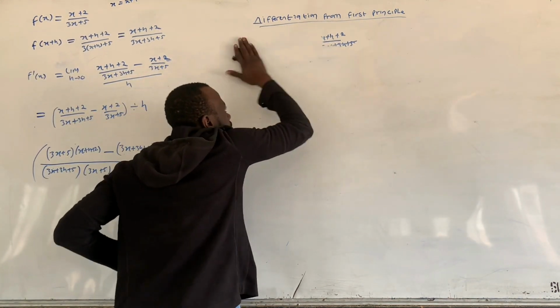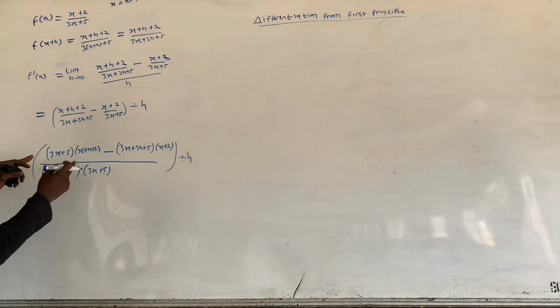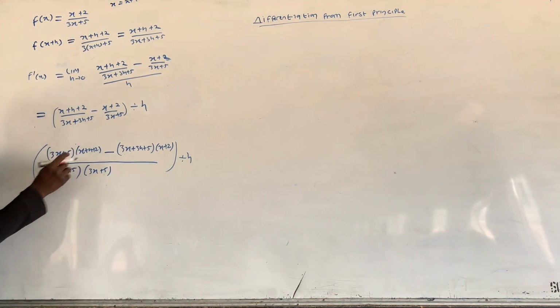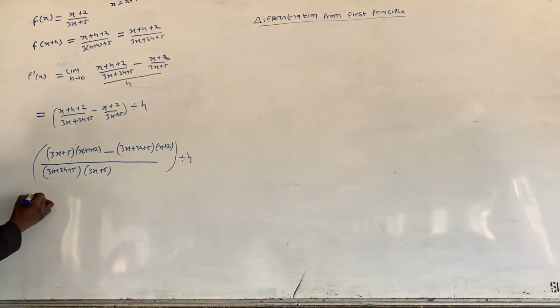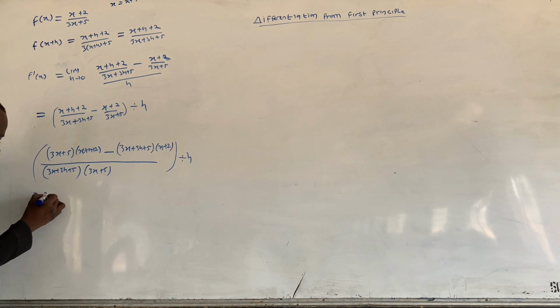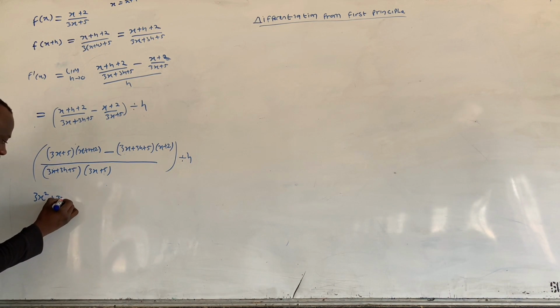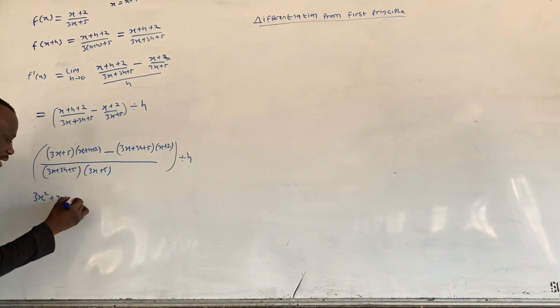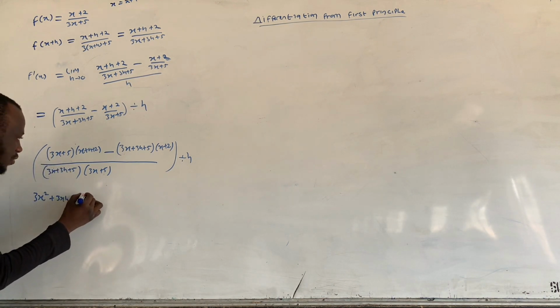Now this becomes, then we have to open these brackets. We multiply 3x by each and every term here, and 5 by each and every term. We have 3x times x, which is 3x squared, 3x times h, plus 3xh, and 3x times 2, which is 6x, please.